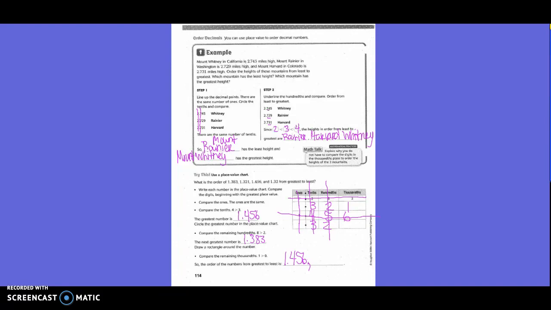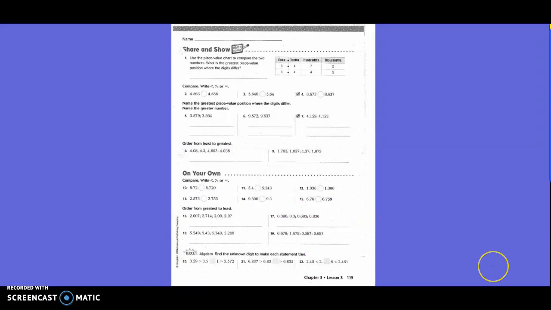1 and 383 thousandths. Then what would be next, guys? 1 and 321 thousandths. And then our last one would be 1 and 32 hundredths.